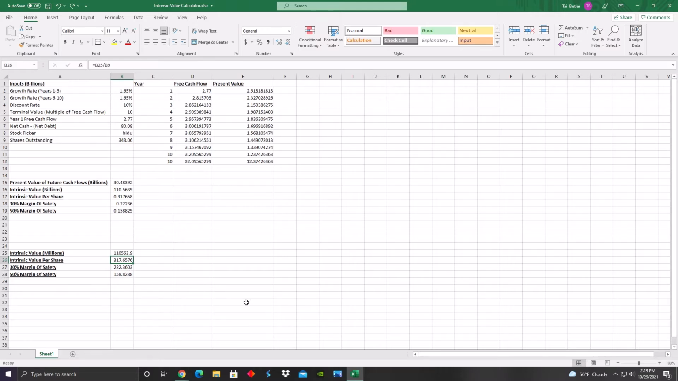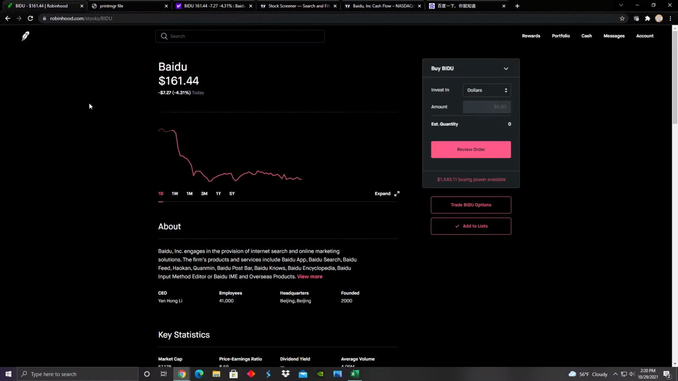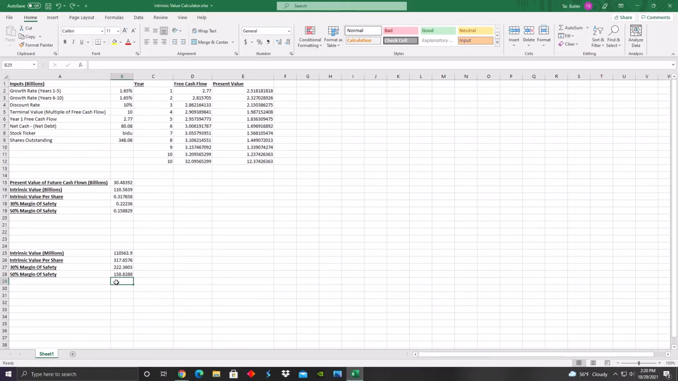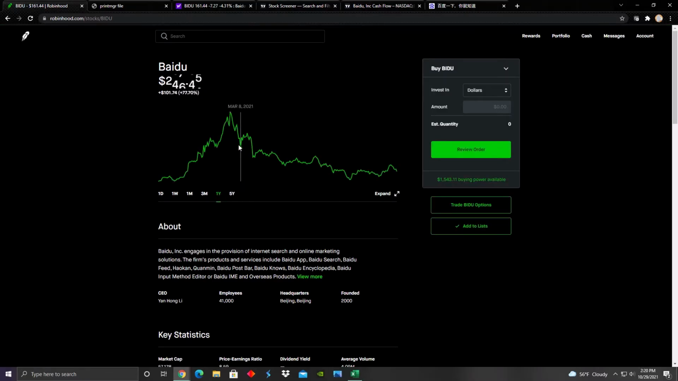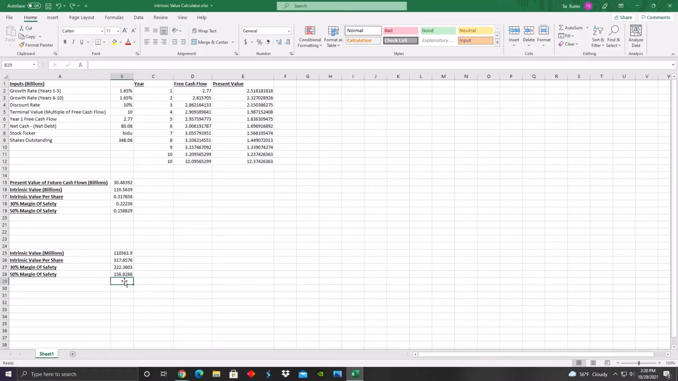So after plugging those values in, we can see that the intrinsic value per share for Baidu, according to this discounted cash flows model, is $317 per share, with a $222 per share 30% margin of safety, and a $158 per share 50% margin of safety. So comparing that to where Baidu stock currently is at $161, we can see that they're currently trading near a 50% margin of safety, which makes sense because they've tumbled quite a bit from their all-time highs of $339, which is just above what their current intrinsic value per share would be calculated to be based on these current values.